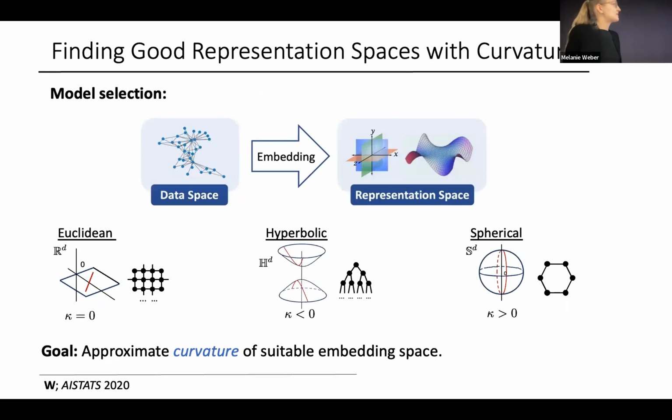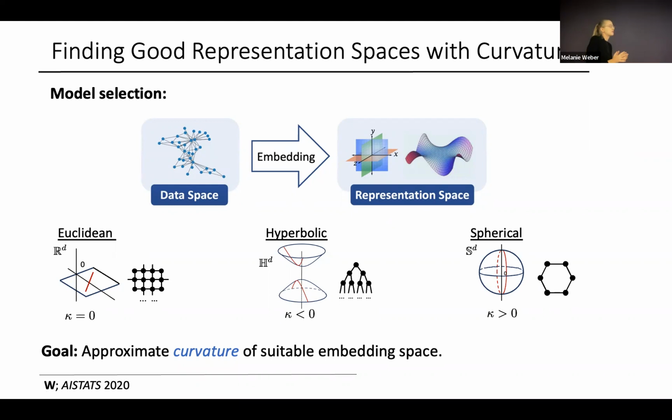Yeah, so let's go back to this question of picking a good representation space for our data. Here we're looking at a simplified version of this problem. So we assume that our data is given as a graph, as a network, and we drastically reduce the possible choices of representation spaces to constant curvature spaces. So in addition to Euclidean spaces, we look at hyperbolic spaces, which are spaces of constant negative curvature, and spherical spaces, which are spaces of constant positive curvature.